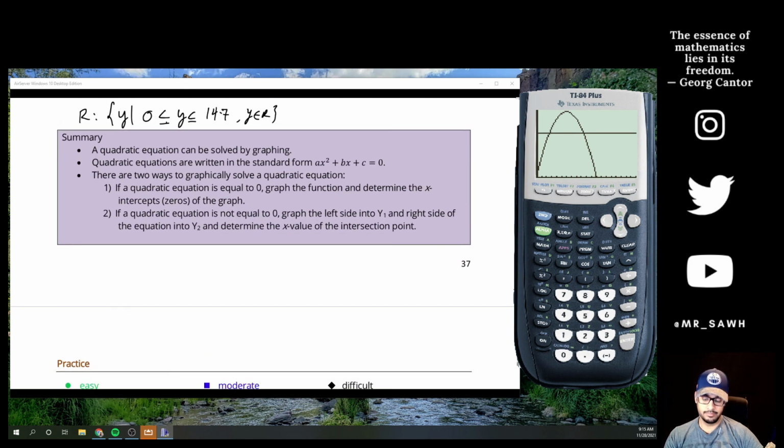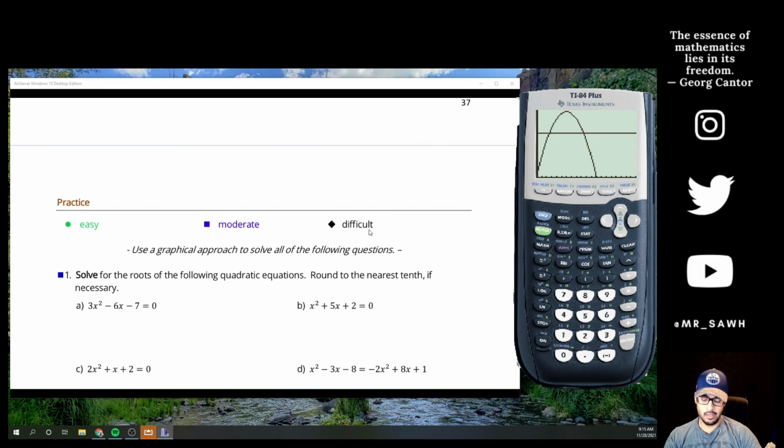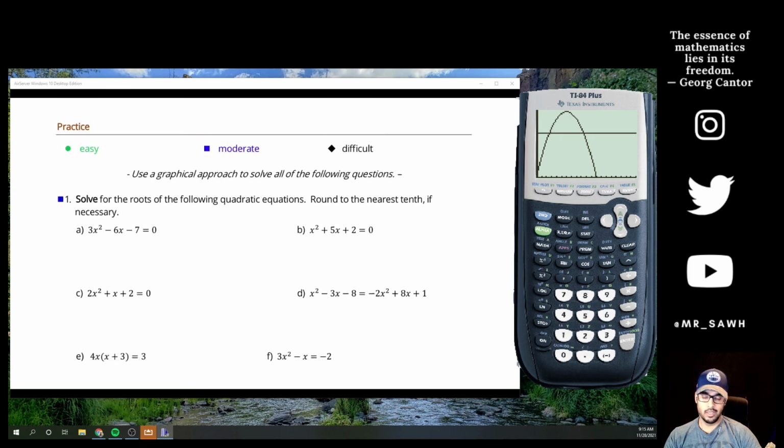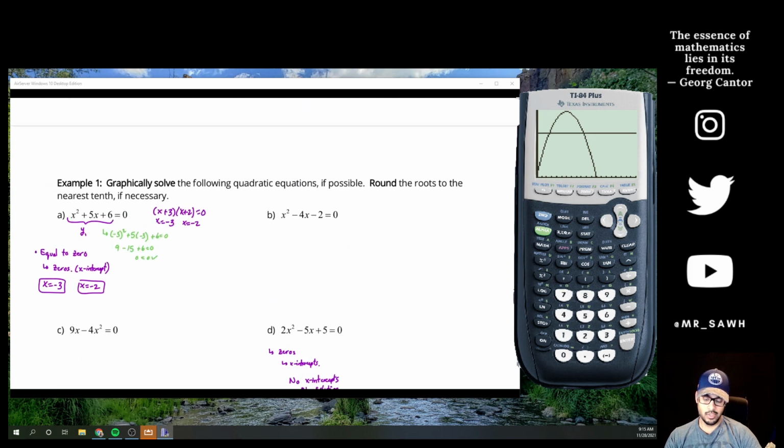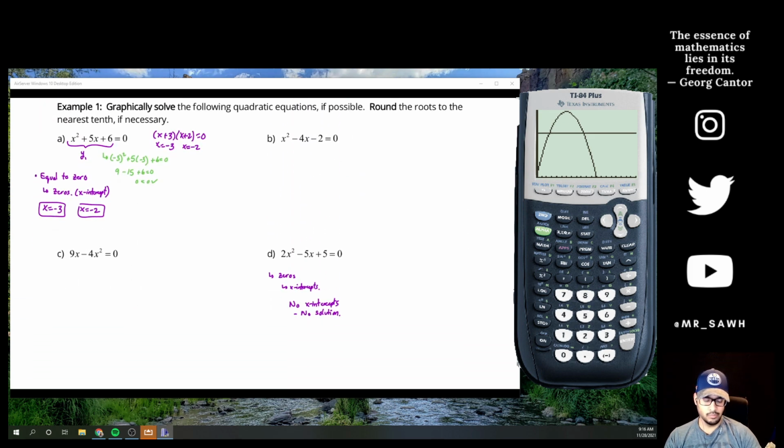At the bottom, you're going to have a summary that basically says what we talked about. There's two ways to solve this graphically. If it's equal to 0, you're finding the zeros. If it's not equal to 0, we're going to look for where the left and right side intersect with one another. Underneath, you'll find a lot of practice ones, and I'll give you the answers for those other ones that we didn't graph up above, just so you can try them and see how they go.